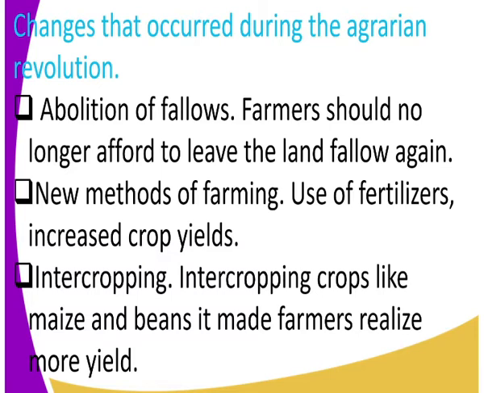And also, there was the issue of intercropping. What is intercropping, class? This is the growing of a crop in another crop. What does that mean? For example, you intercrop maize and beans. This made farmers realize more yields. Remember when you plant maize together with beans, beans are adding nutrients to the soil. What does that tell us? There are more yields.